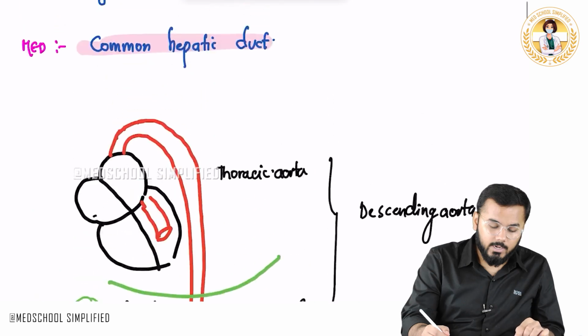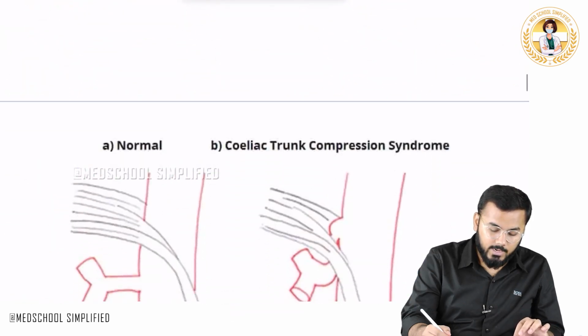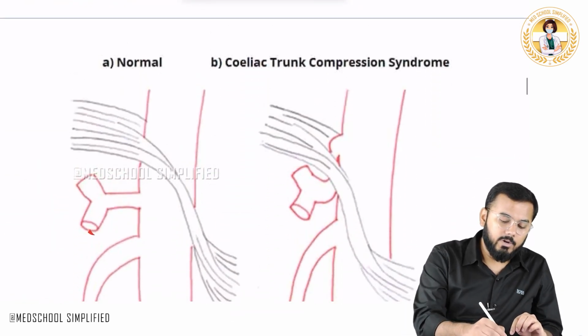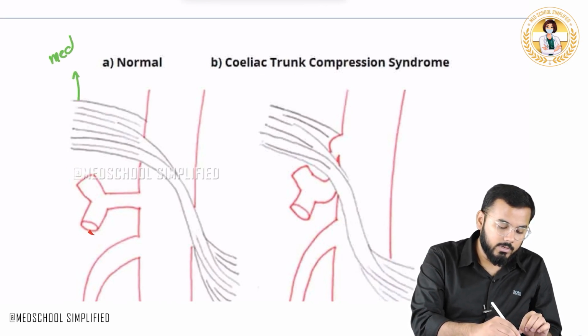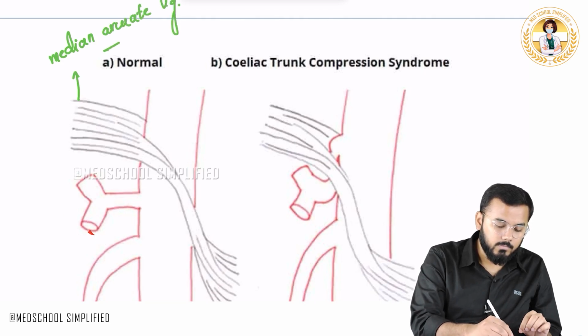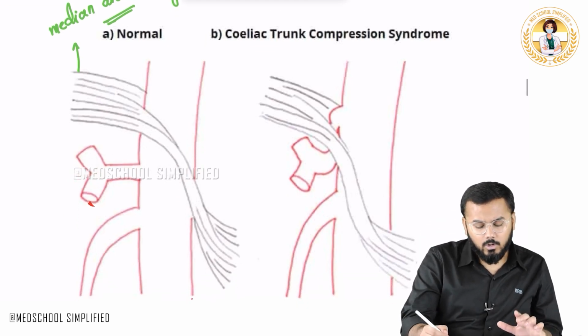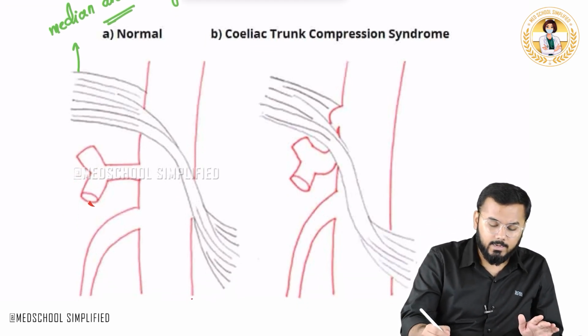Another very important clinical point I would like to mention here is that this ligament which you can see here is called the median arcuate ligament. This is called the median arcuate ligament. Okay, so this is the normal presentation of your celiac trunk.